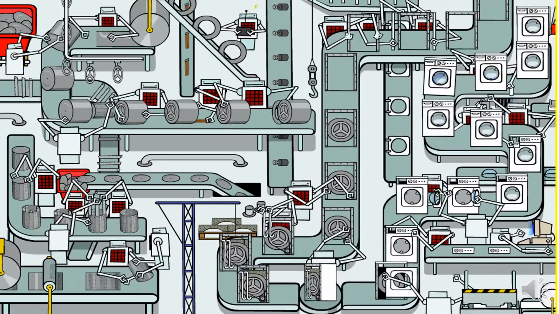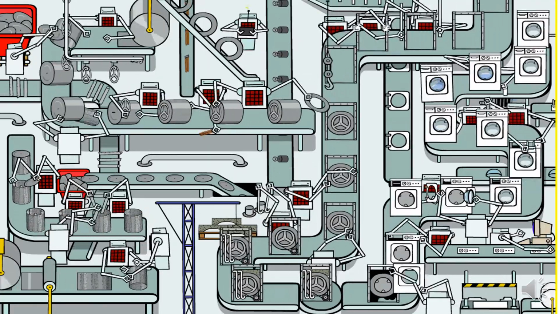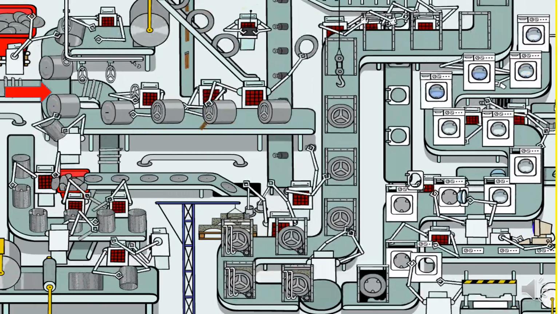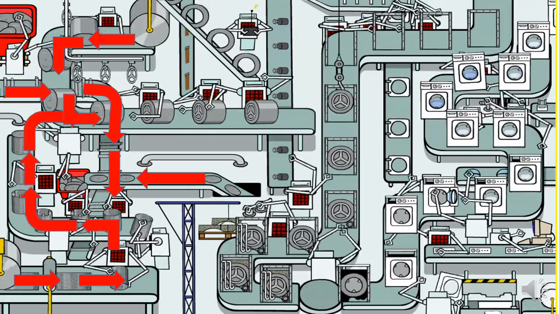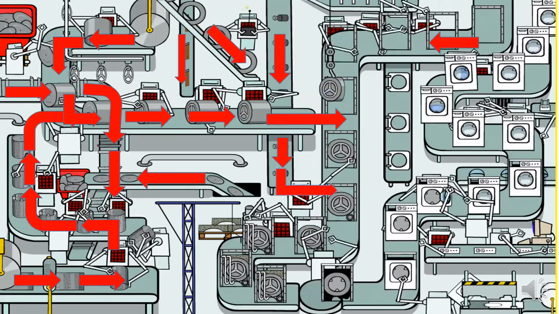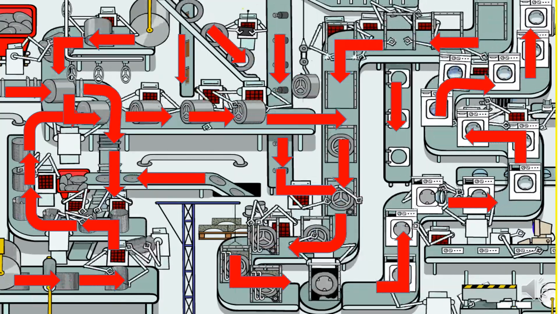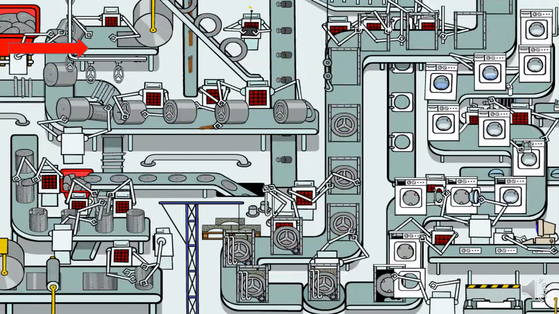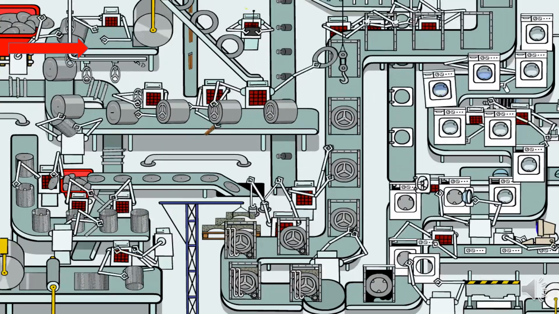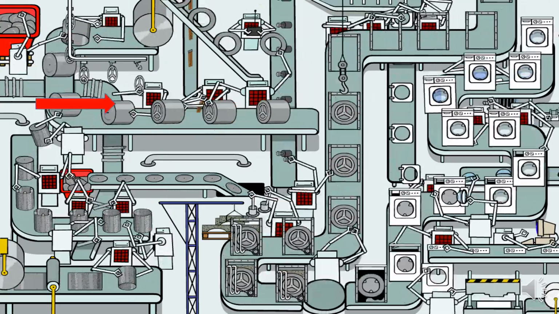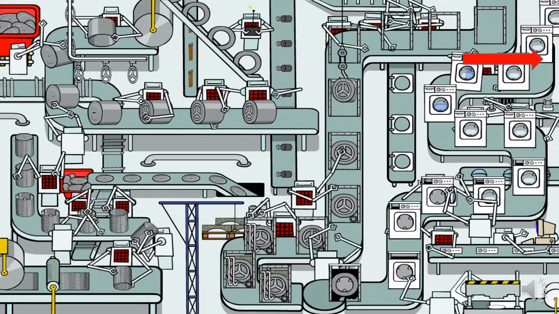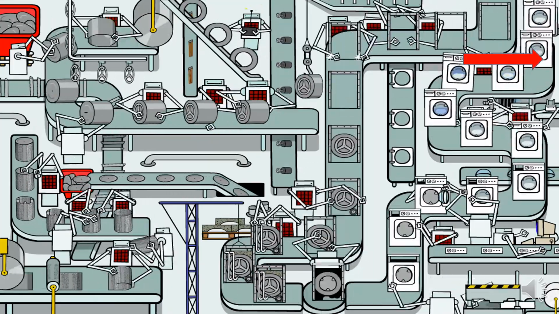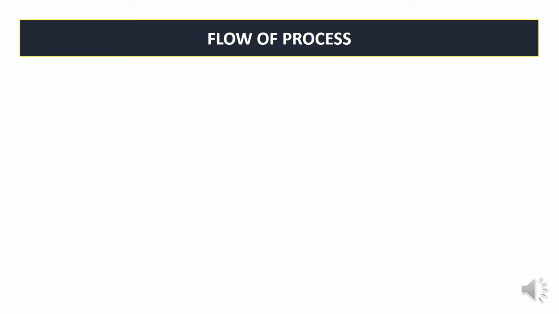Let us start with the first part, that is the flow of process. If you see in this manufacturing process, red arrows are moving towards the end of the process, but overall, the process starts at the left and ends at the right. So why is the flow of the process important to understand in general?